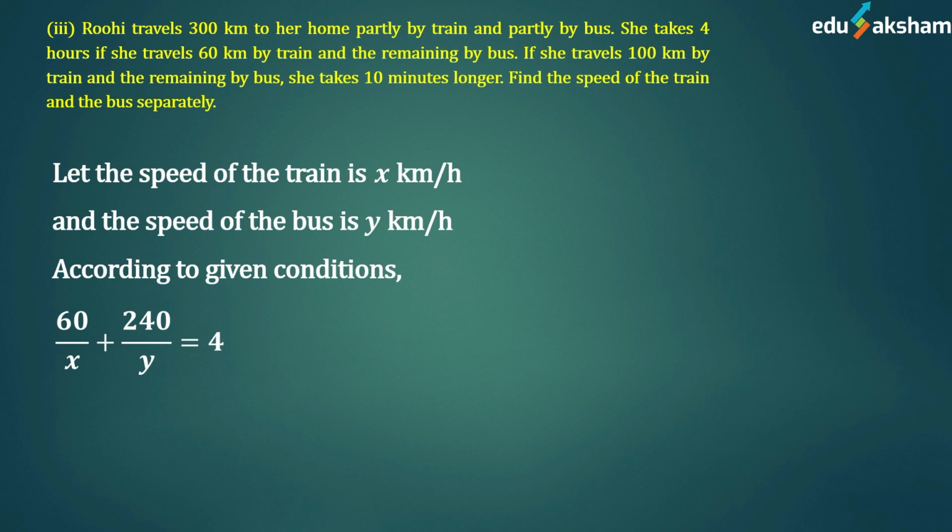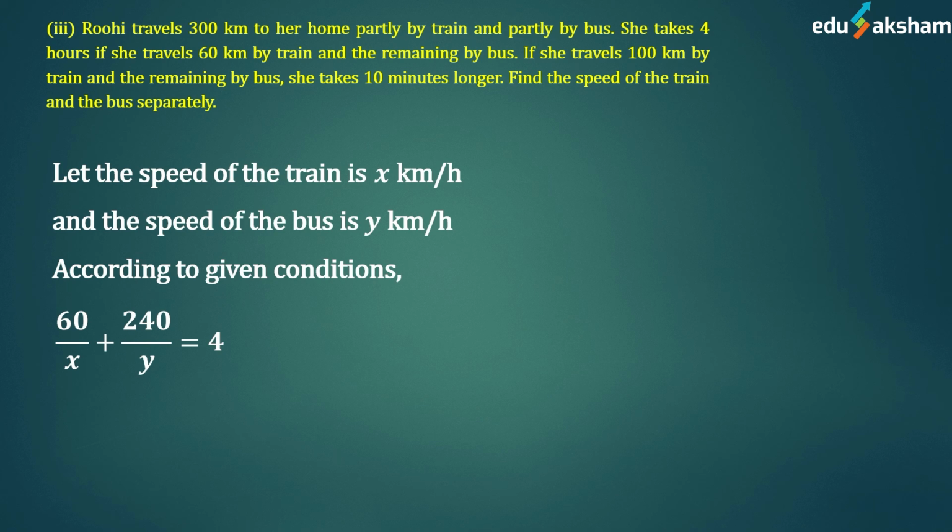नेक्स्ट कंडीशन ये दिया हुआ है कि इफ शी ट्रैवल्स 100 किलोमीटर्स बाय ट्रेन एंड द रिमेनिंग बाय बस, विच मीन्स अगर वो 100 किलोमीटर्स ट्रेन से ट्रैवल करती है सो शी विल ट्रैवल 300 minus 100, विच इज 200 किलोमीटर्स बाय बस. शी विल टेक 10 minutes लॉन्गर, मतलब 4 hours से 10 मिनट ज्यादा लगेंगे.